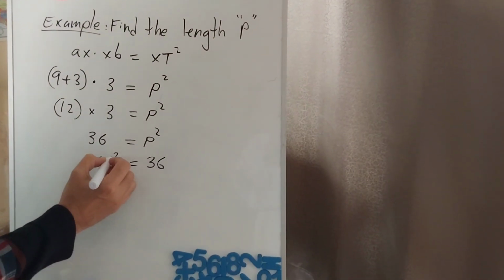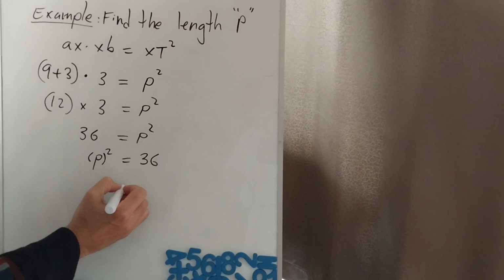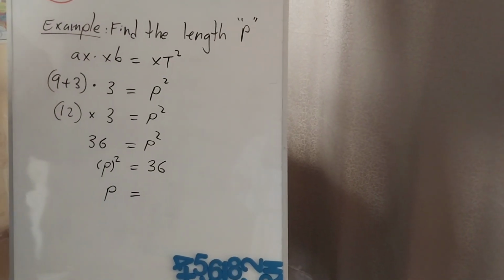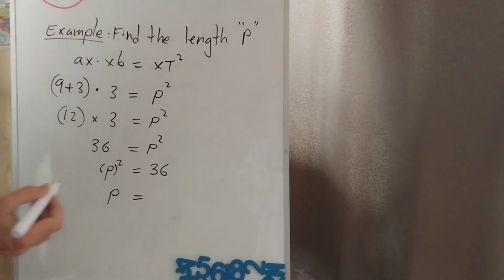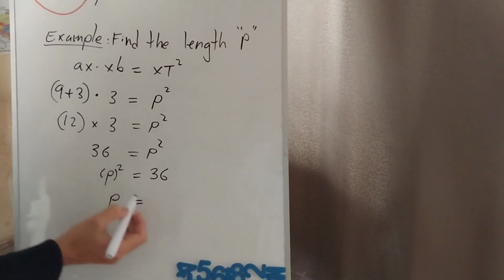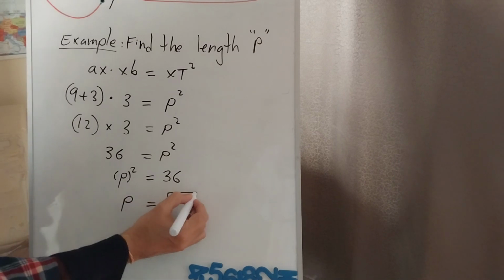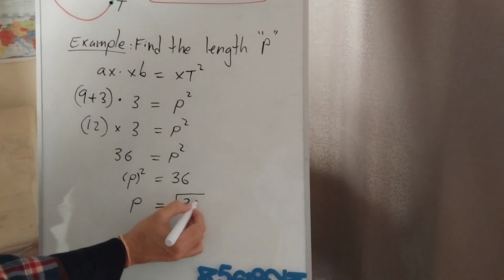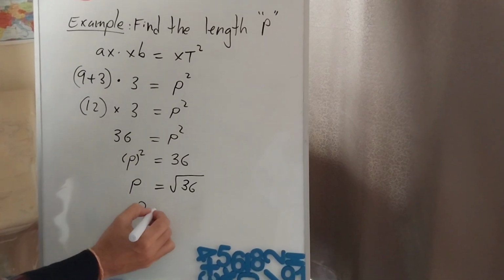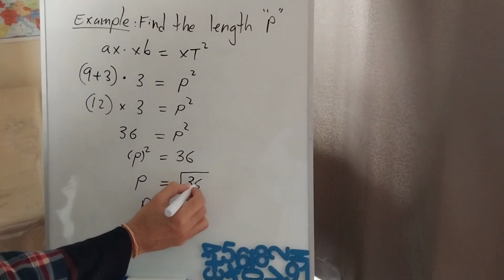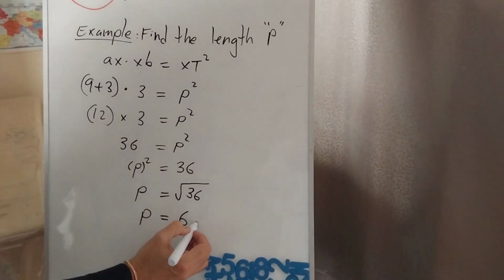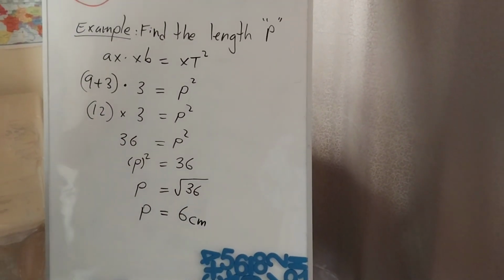Now the square over here goes to the other side and it becomes the opposite. The opposite of plus is minus, the opposite of times is divide, and vice versa. The opposite of square is going to be square root. So square root of what? Square root of the right hand side, which is 36. So the value P is going to be equal to the square root of 36, which is 6. Not forgetting the units, they're in centimeters, so centimeters.